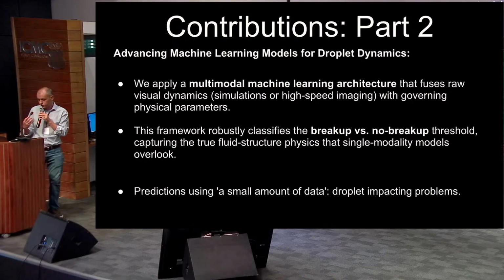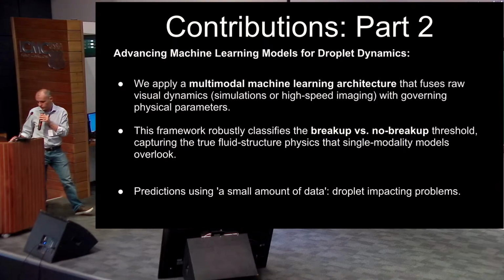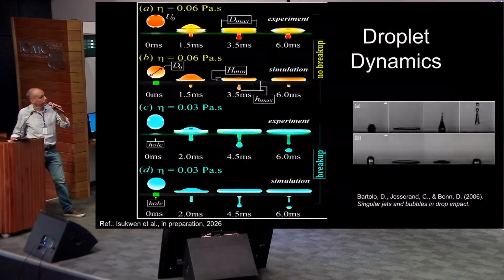And the idea is to use this model and then to classify if you have breakup or no breakup in a very specific problem that I will describe on the next slides. It's important, this is not using a large amount of data. In contrast, we are using a small amount of data to predict this behavior. And this is important because we are looking for a more efficient method to describe the prediction in terms of the droplet behavior and morphology.